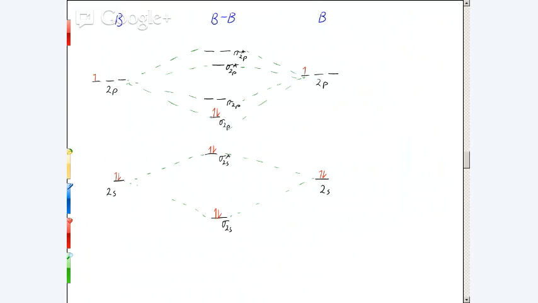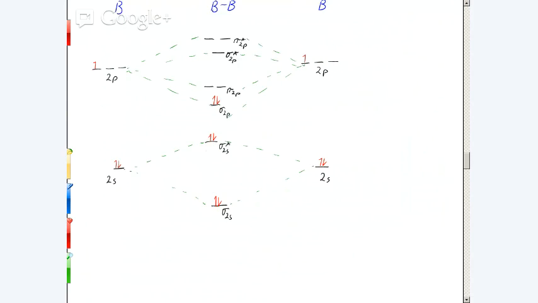Okay. And as usual, it can be instructive to look at the bond order. How many electrons are in bonding orbitals? Four, because you've got the two in the sigma 2s and the two in the sigma 2p. So that's four. And how many antibonding? Two from the sigma star 2s. And so our bond order is one. So you would expect a single bond there, which we do see. All right?